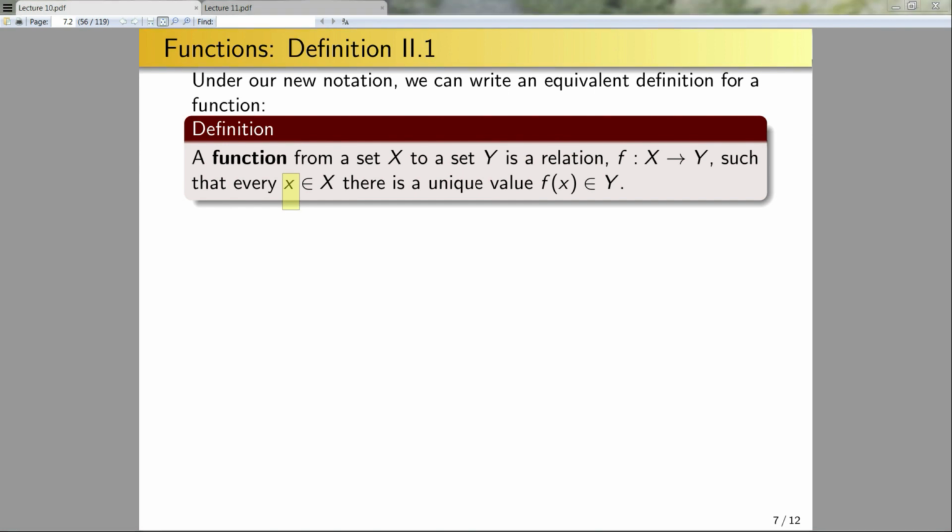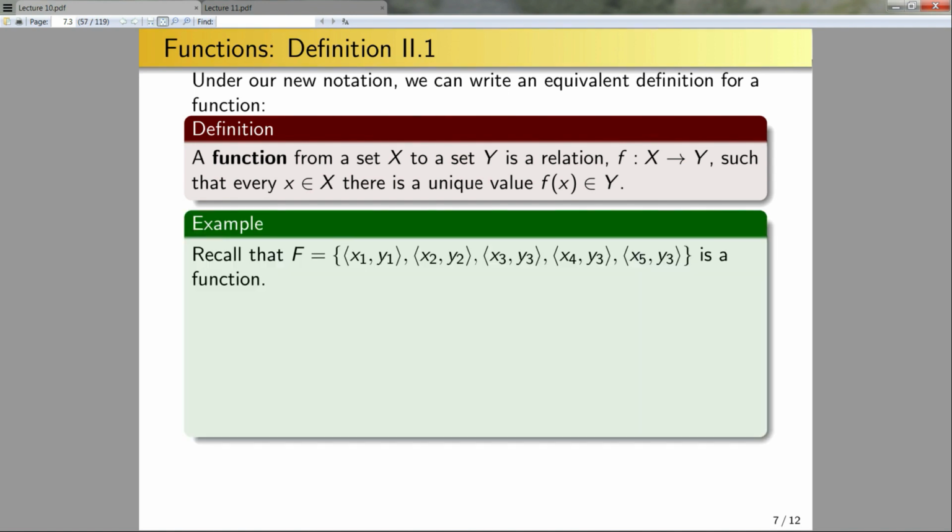So let's look at the example that I gave before within our new nomenclature. Recall that F given by this expression here is a function, and under our new notation, I can rewrite this F as little f mapping from X to Y. Here, X will simply be the set x1 up to x5, and Y is going to be the set y1 up to y5. Under our new notation, this function takes x sub i, and if i is equal to 1 or 2, it maps that to y sub i, and if i is equal to 3, 4, or 5, it maps that to y sub 3.